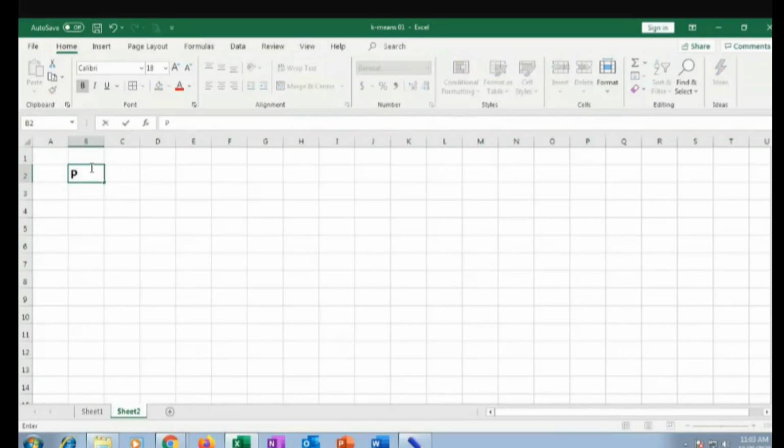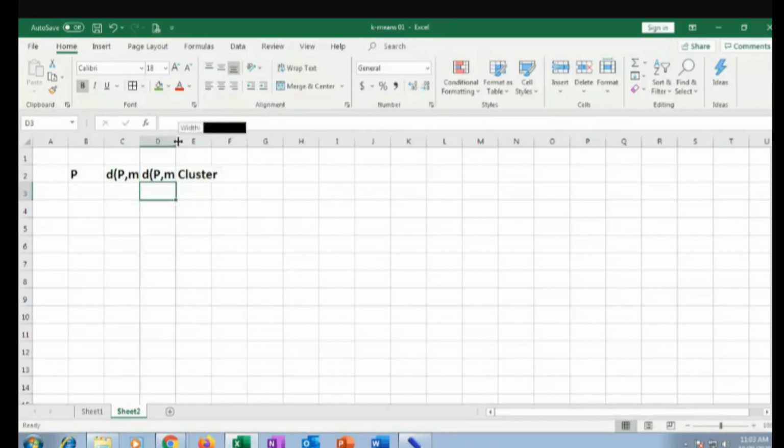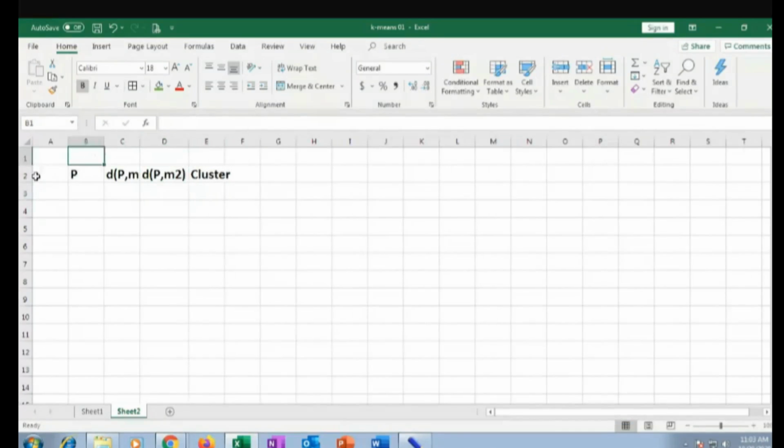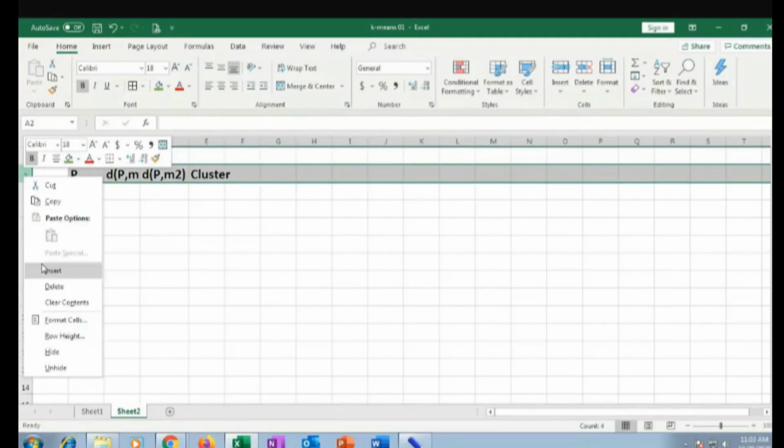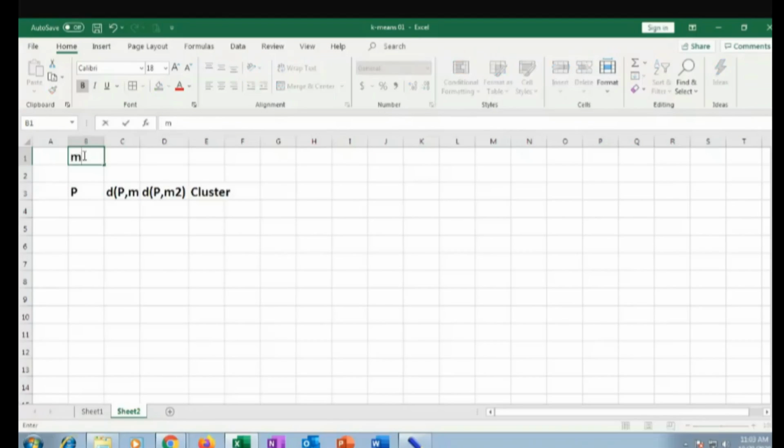Okay, so this is point P, this is the distance of P with M1, this is the distance of P with M2, and this is your cluster. Let me add one row, M1 and M2. So what is the value of P? Here you will have one more column. I will say P is like this.